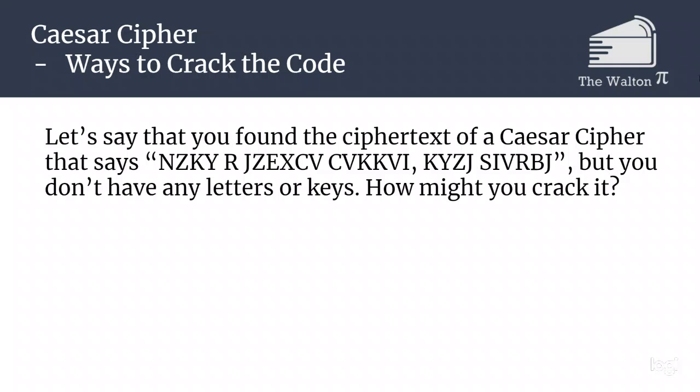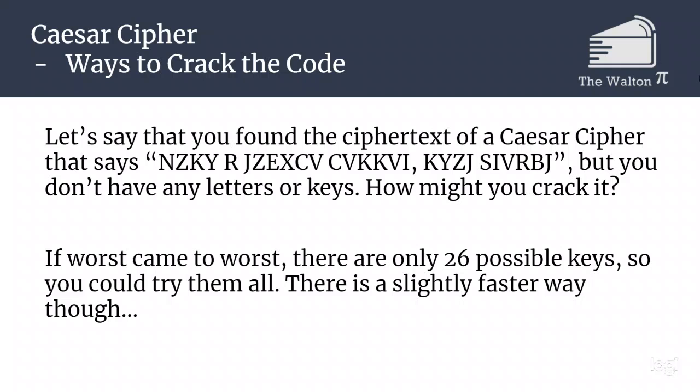So let's say you get home and you find a Caesar cipher, but you don't have any letters or keys that you already know. How might you be able to crack this? Well, one way is you could just start guessing all of the different possible keys. I mean, if it's in English, there's only 26 possible keys. So you could just try all 26 to see which one gives you a correct message. However, sometimes you can be able to crack it a little bit faster.